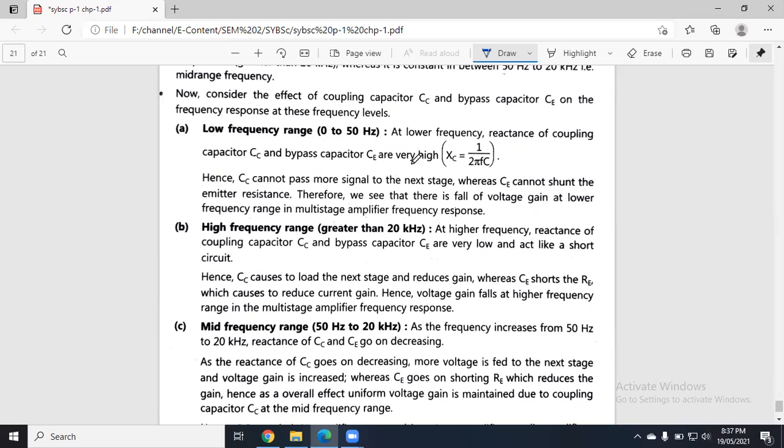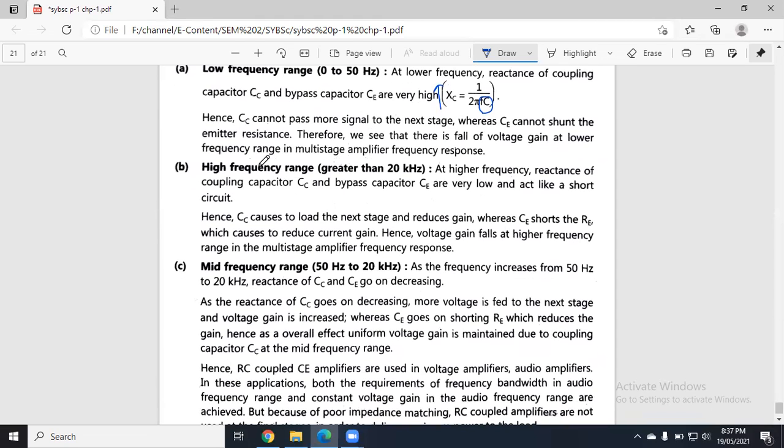Why? Because capacitive reactance is inversely proportional to the frequency. See here, XC is equal to 1 upon 2 pi FC. Now we have a very low frequency, and frequency goes in the denominator. If the denominator is small, your capacitive reactance is going to be very high. So the coupling capacitor cannot pass the signal to the next stage, and CE cannot shunt the emitter resistance. So basically, whenever we have low frequency, the capacitive reactance offered by the coupling capacitor is very, very high.